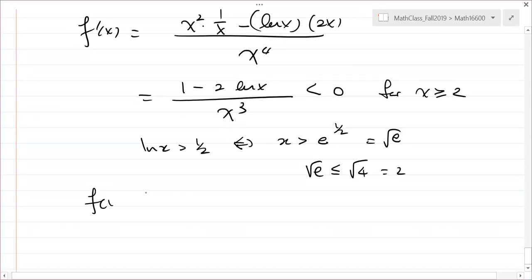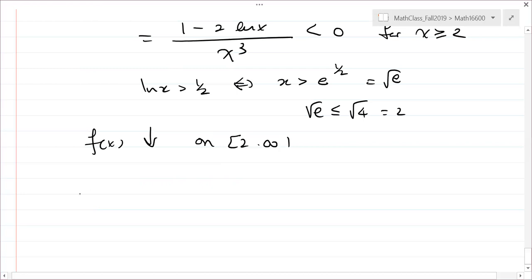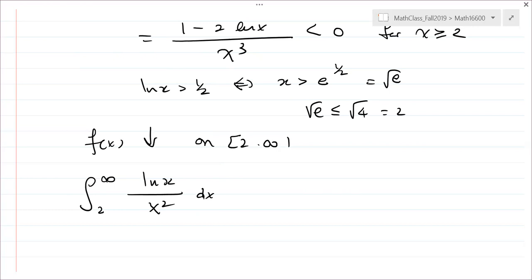So therefore, f of x is decreasing on the interval. Then you can apply the integral test to solve the problem. Let's look at this integral. Are we able to evaluate it? Can we find the antiderivative of the function? You have to find the antiderivative of the function.